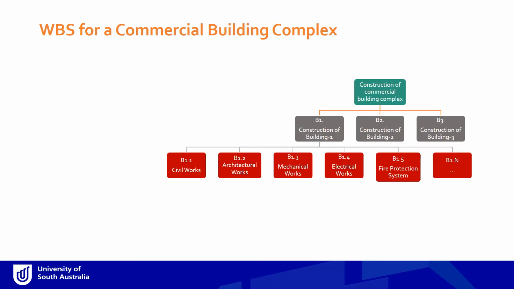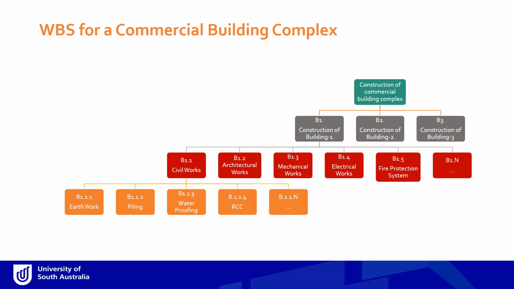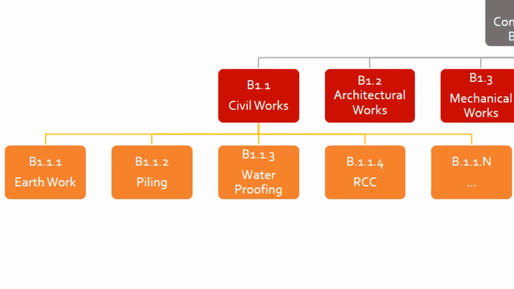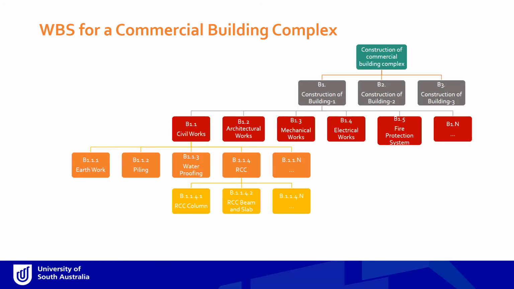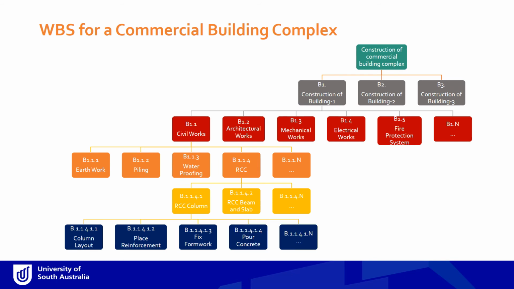If we go down the leg of one of these subcategories of work, let's say civil works, we've got earthworks, piling, waterproofing, RCC, etc. Note that each of these takes on the sub-numbering of civil works. And again, the work is sequenced in order of dependency. Going down the leg of another one of these, we break down the work further, the column, the beams and slabs, etc. And going down the leg of one of these, we come to the bottom of our work breakdown structure.